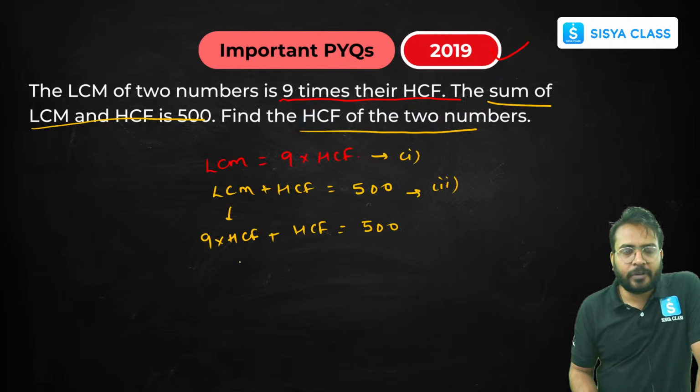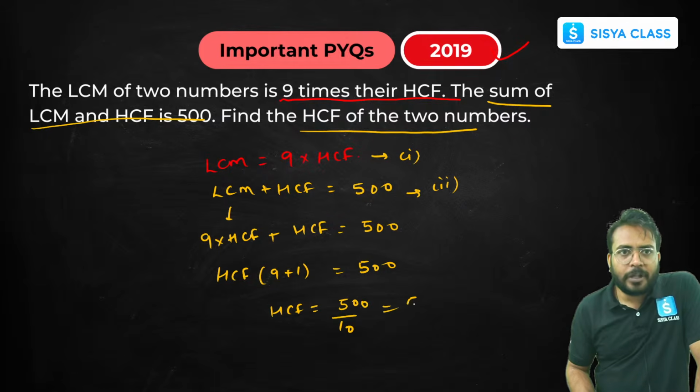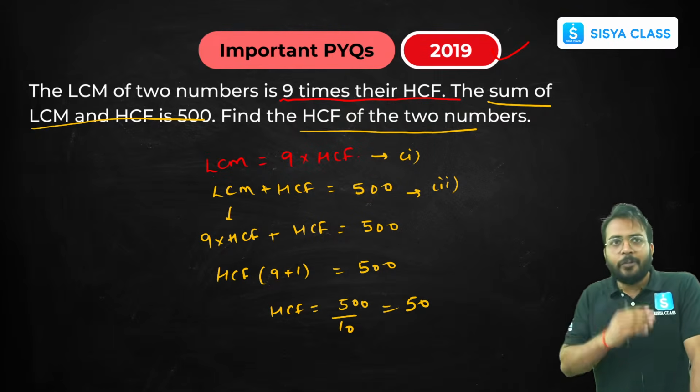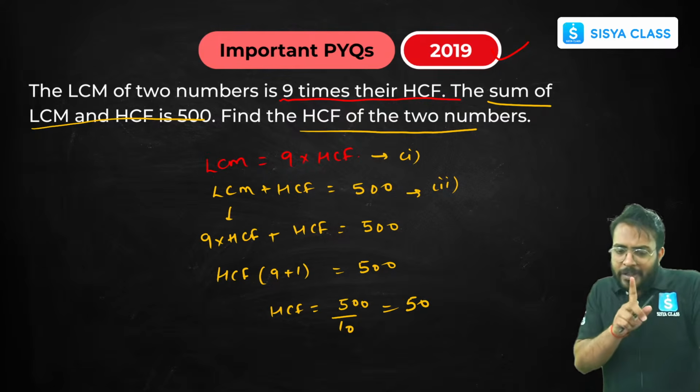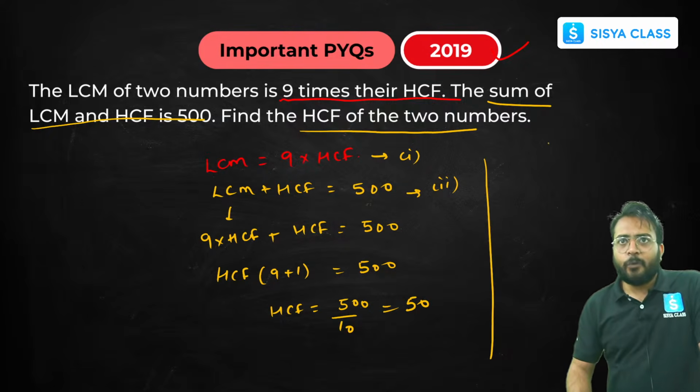All right. Now can we take HCF common? We will get 9 plus 1, and it is going to be 500, and HCF is going to be 500 divided by 10, and that is going to be 50. So the HCF of these two given numbers is going to be 50. Yes or no?